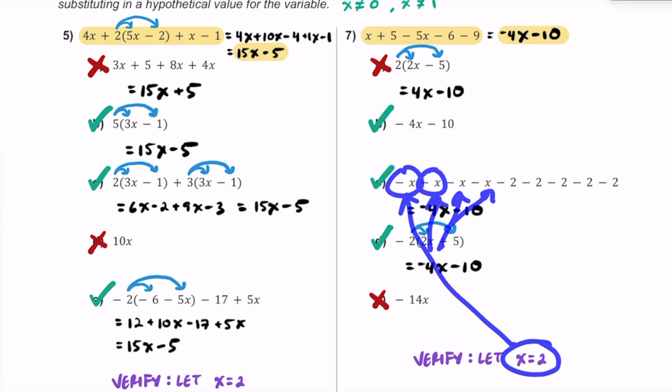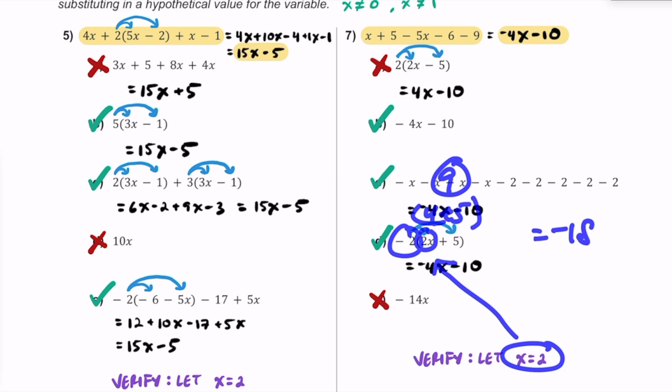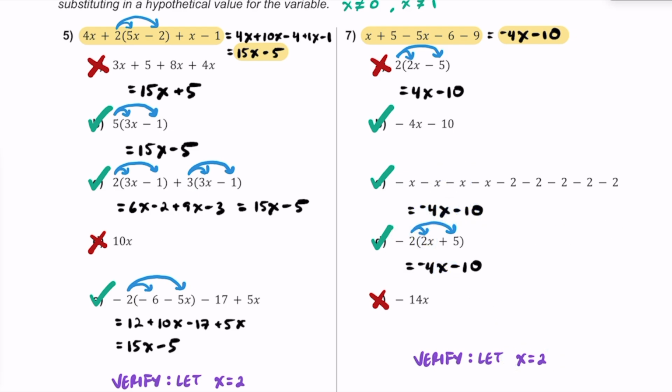If we take this 2 and plug it in here, here, here, and here, that's going to be negative 2 nine times. How many are there? 1, 2, 3, 4, 5, 6, 7, 8, 9. 9 negative 2's does make negative 18. And finally, taking this 2 and plugging it in here, 2 times 2 is going to be 4. So we have 4 plus 5. That's going to be 9. And 9 times this negative 2 is going to be negative 18. So everything seems to check out here.